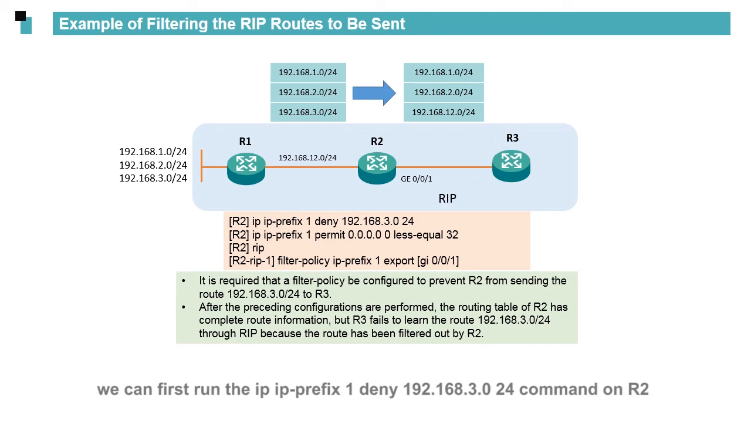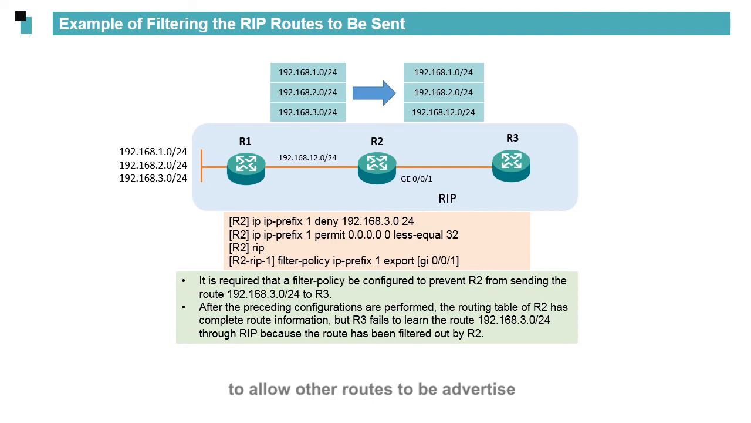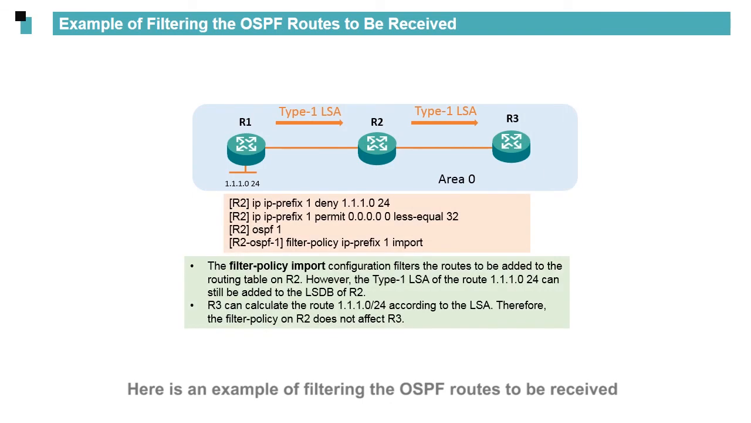To meet the requirement, we can first run the IP prefix 1 deny 192.168.3.0 command on R2 to prevent the route 192.168.3.0/24 from being advertised. Then run the IP prefix 1 permit 0.0.0.0 less equal 32 command to allow other routes to be advertised. Finally, run the filter policy command in the RIP view to apply the filter policy to R2's interface that is connected to R3.